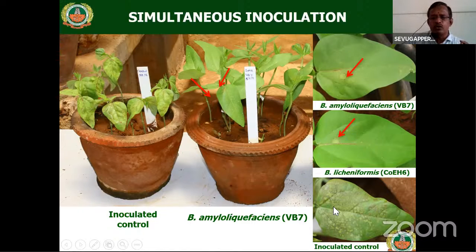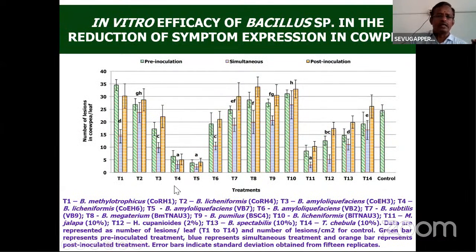Whereas in the inoculated control, more than 230 lesions were observed due to the viral infection. This indicates that when we apply this bacterium on the leaf surface, it results in a reduction in the number of lesions in the case of Bacillus amyloliquefaciens and Bacillus licheniformis. These two bacteria reduce the viral lesions to a greater extent when applied simultaneously.